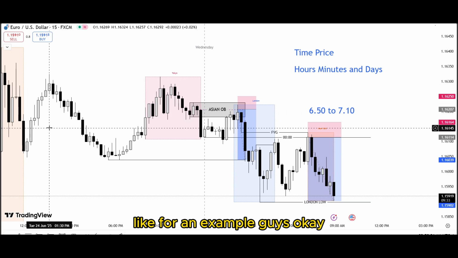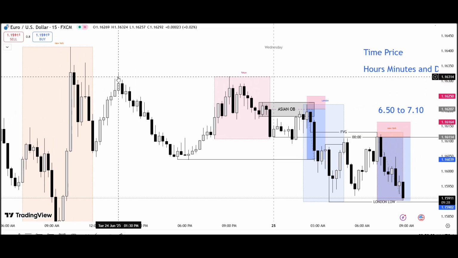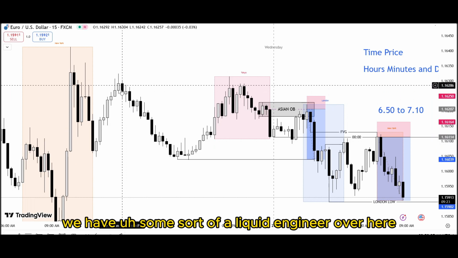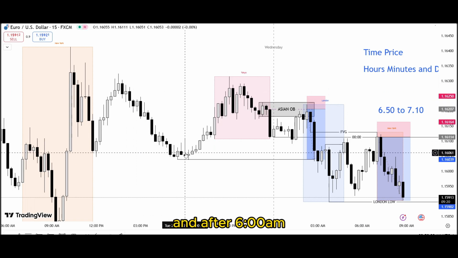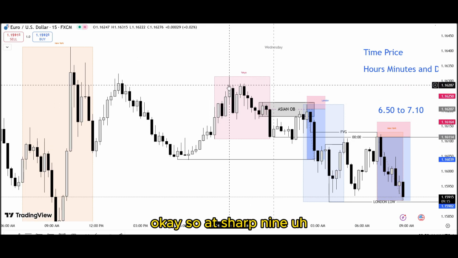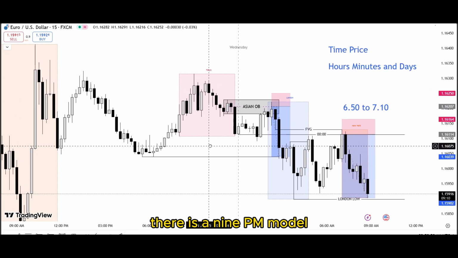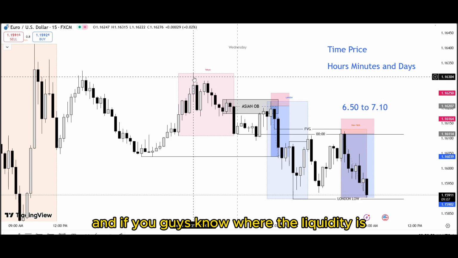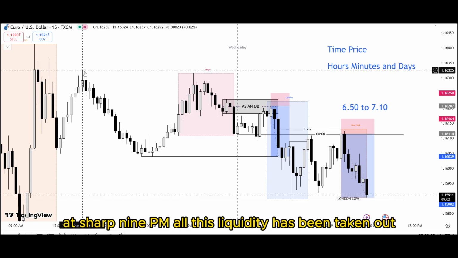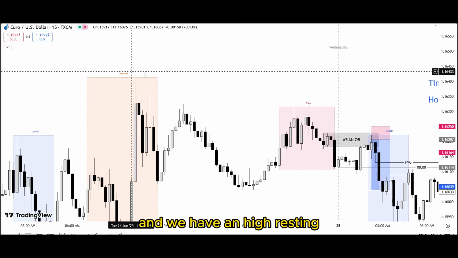Like for an example, guys, this is completely for educational purposes only. Like 1:30 to 5:30, we have some sort of a liquidity engineered over here, and after 6 p.m price shot up and took this liquidity over here. At sharp 9 p.m price started to reverse back. So I told you guys there is a 9 p.m model, and if you know where the liquidity is, you can play that model. In this case, at sharp 9 p.m all this liquidity has been taken out. That means all the buy side liquidity has been taken out, and we have a high resistance liquidity resting above here.